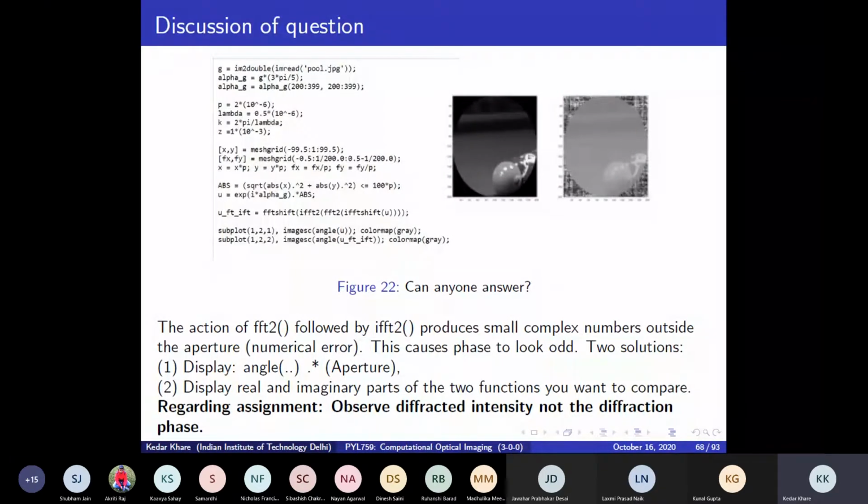Or secondly, if you are still not convinced, instead of looking at angle, please look at the real part and imaginary parts of the two functions separately. Again, you will notice that in the display they look almost the same, but there will be small numbers outside the aperture. But this is anyways an artifact of the numerical computation, that your computation is never exact. When you do these exponentials and matrix multiplications, there is always some precision limit, and so there will be some error because of that. Okay, thank you, sir.